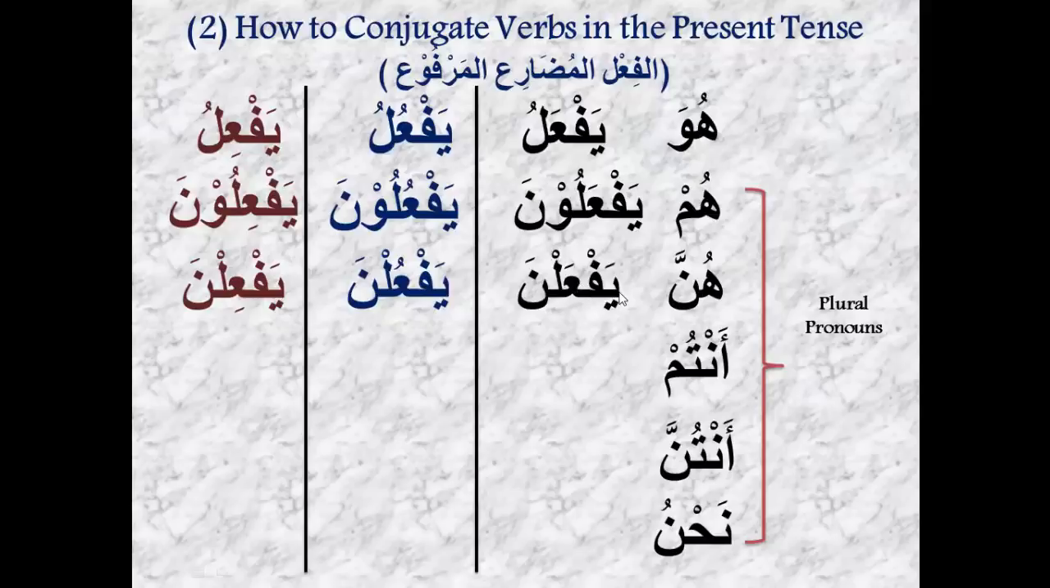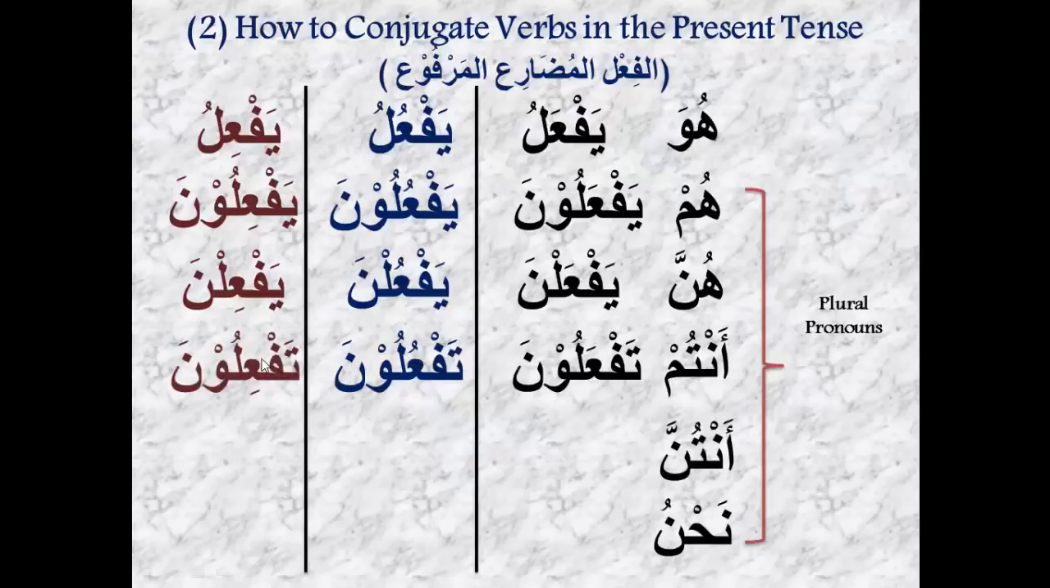Antum taf'aluna, antum taf'uluna, and antum taf'iluna. We've changed the ya into a ta, so that's how you convert from the hum to the antum. We're switching the ya out for a ta. Taf'aluna. Next we have antunna, antunna taf'alna, antunna taf'ulna, and antunna taf'ilna.